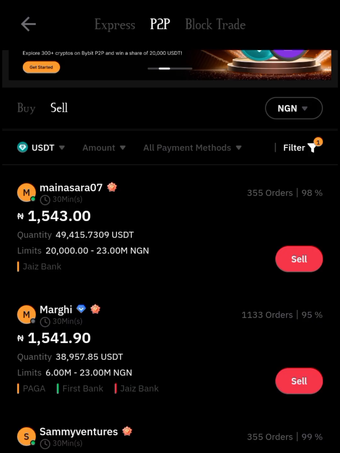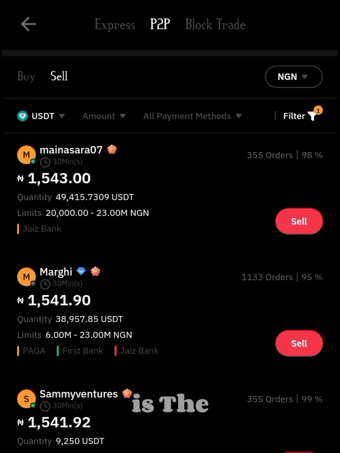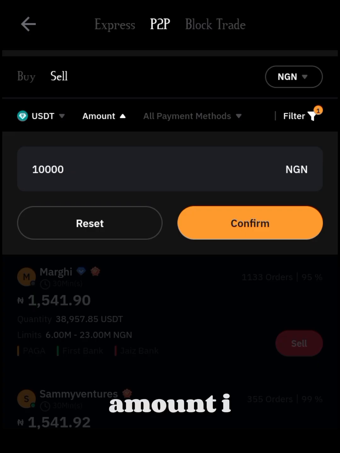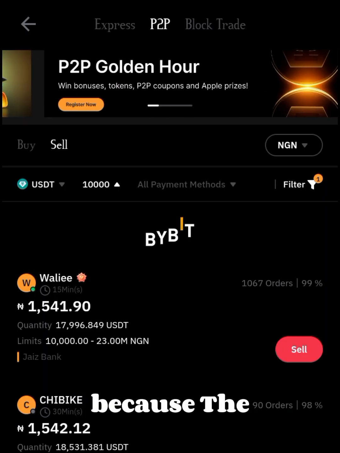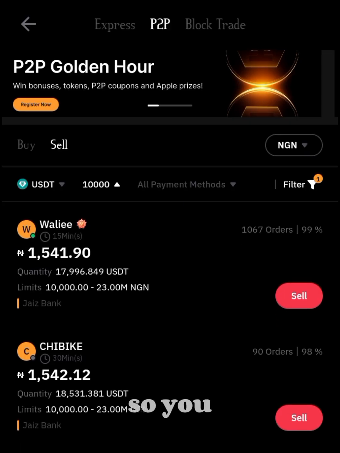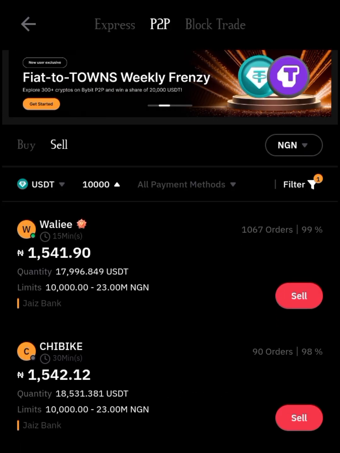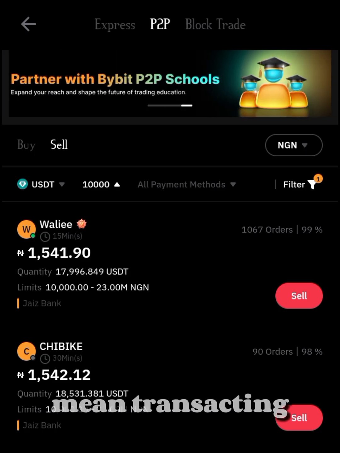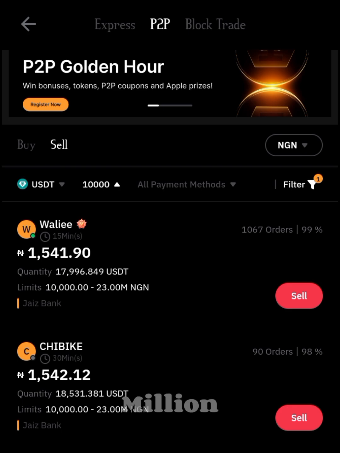Now for number two, you have to make sure that the rate is the current rate. Sometimes you will see a very cheap rate or a very high rate. You can just go over here and click an amount. Maybe if I have 10,000 naira I want to sell, for instance, based on the amount I want to sell, the rate will change. So just watch what happens. Sometimes the rate will be lower because the amount is small. You just check the people you are transacting with and the amount they are selling. You can't have $10 and be transacting with someone that is doing 50 million, 2 million, 3 million.